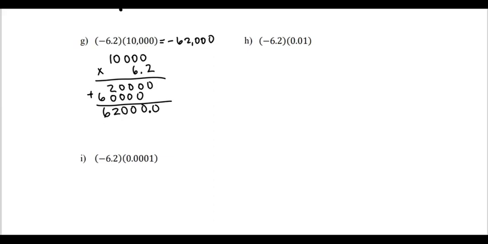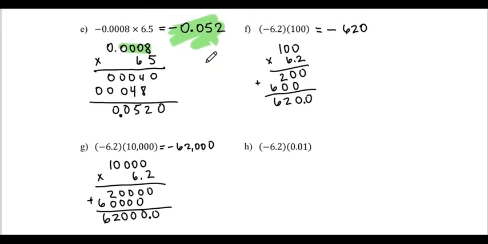So let's look at these two examples that we just did and see if we can see the pattern. Notice that when I multiply 6.2 times 100, I got 620. When I multiply it by 10,000, I got 62,000.